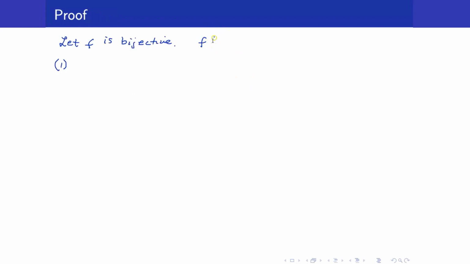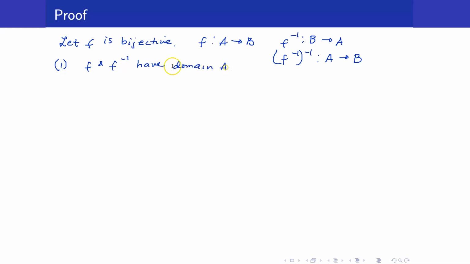So of course our f here is from A to B, so f inverse will be from B to A, and therefore the inverse of this will also be from A to B. So f and f inverse have both domain A and codomain B.